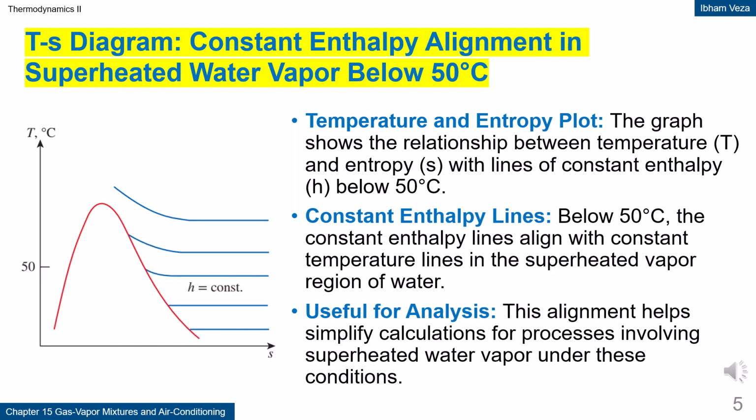TS diagram and constant enthalpy lines. The TS diagram shows the relationship between temperature and entropy with lines of constant enthalpy. Below 50 degrees Celsius, the constant enthalpy lines almost coincide with constant temperature lines for superheated water vapor. This simplifies the analysis of processes involving water vapor. With this approximation, calculations become faster and more efficient.